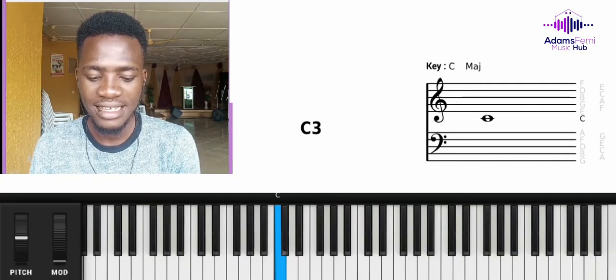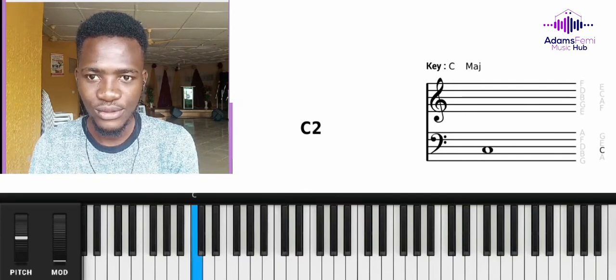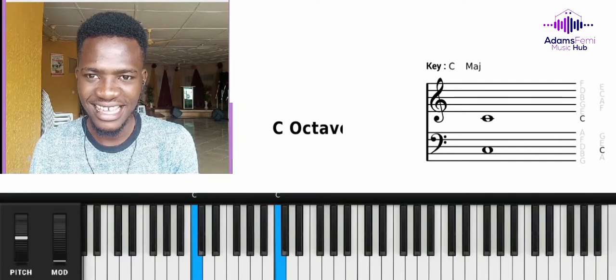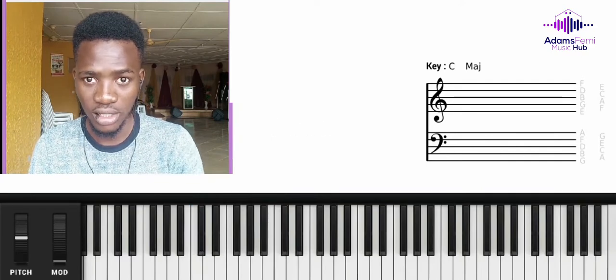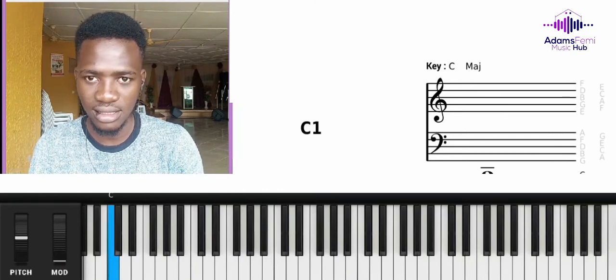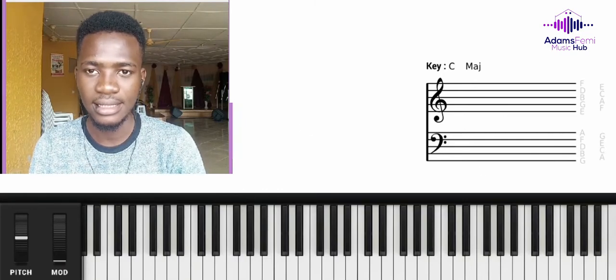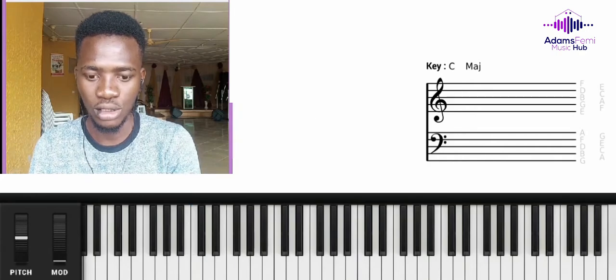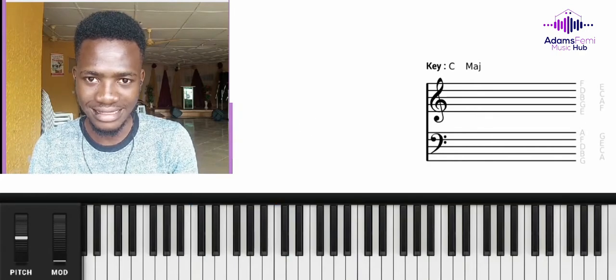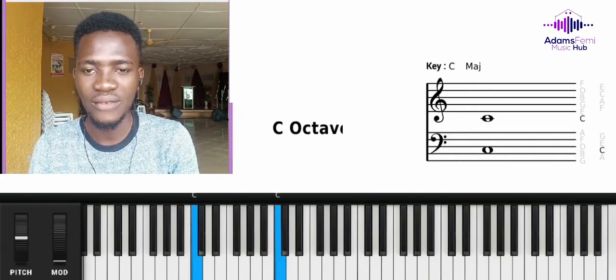So basically, it's a note to itself. If we have C2 to C3, this is an octave. Remember how we got our C1? Before every two black keys, C1. Before the next two black keys, C2. The third one, C3. So if you count from C2 to C3, you have an octave.